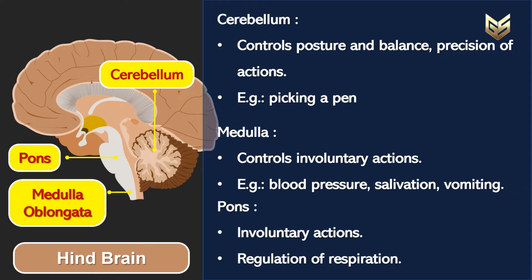The function of the cerebellum is to control posture and balance and the precision of voluntary actions, for example, picking up a pen. Next is the medulla. The medulla controls involuntary actions, for example, blood pressure, salivation and vomiting. And the third one is the pons. It helps in involuntary actions and in the regulation of respiration. So these are the different parts of the human brain and their functions.